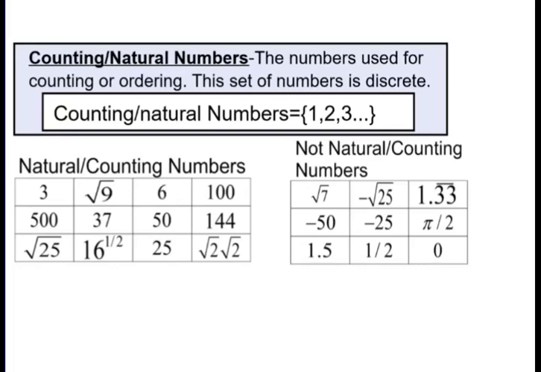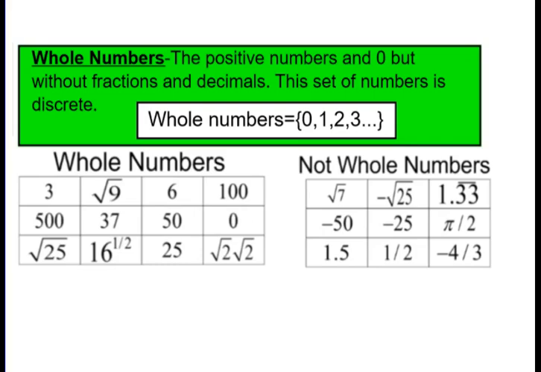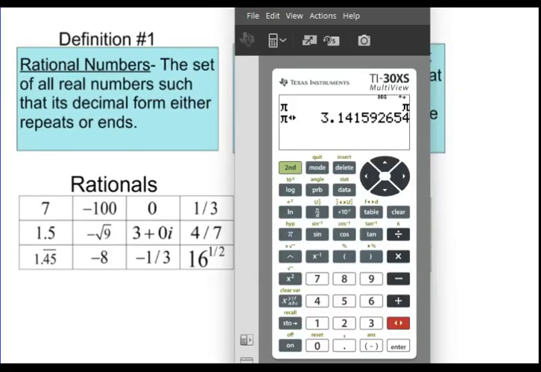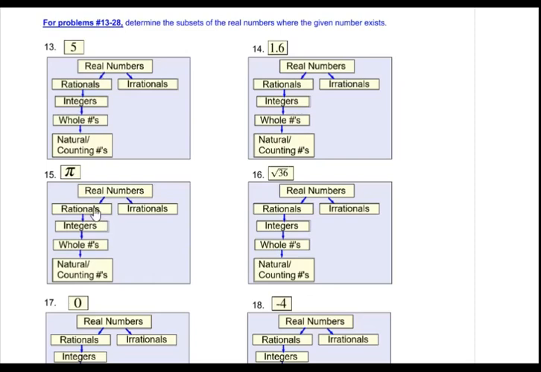We know that pi is not a counting number or a whole number or an integer. When we consider it to be rational, we can see that it is not rational because the decimal value of pi does not repeat and it does not end. So pi is not rational.